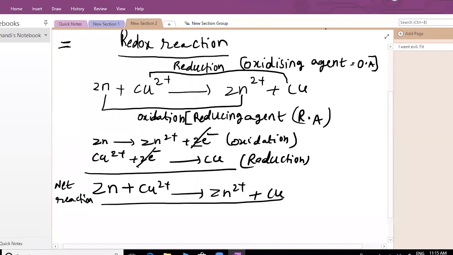Understood? Are you understood this point? Because of zinc only, Cu2+ converts into Cu, so reduction takes place. Because of zinc, reduction takes place. That's why zinc we call reducing agent. Because of Cu2+, zinc oxidation takes place, that's why oxidizing agent. These two are opposite terms. Please keep in mind: zinc oxidation and reducing agent, these are opposite terms.